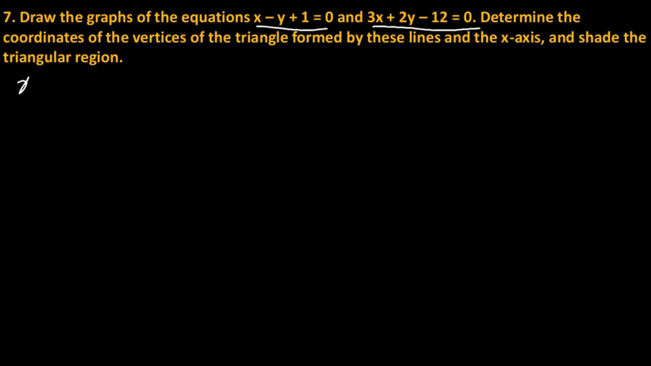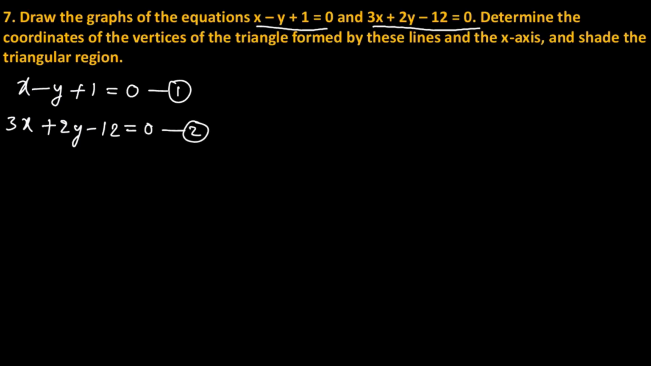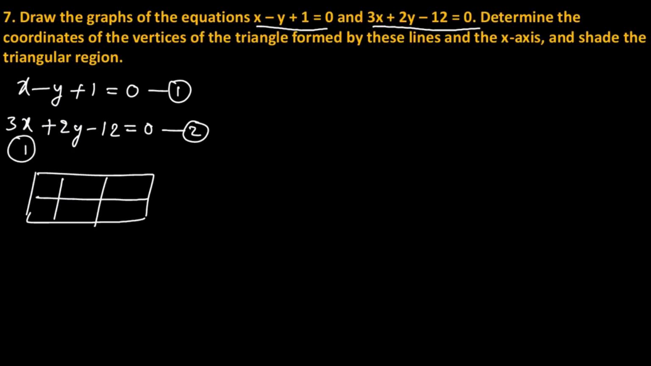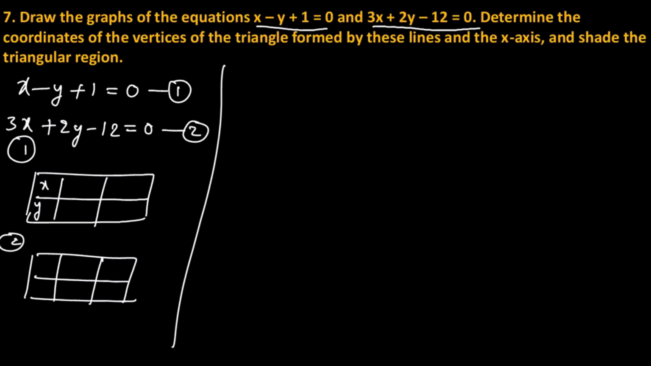First equation is x minus y plus 1 is equal to 0. This is our first equation. 3x plus 2y minus 12 is equal to 0. This is our second equation. Let's draw the tables for the first and second equations. This is for the first equation, x and y, and this is for the second equation. To find the values of each, you have to assume the first value, either x value or y value.